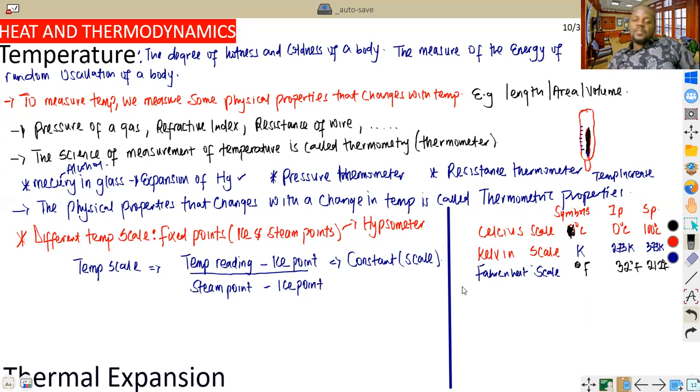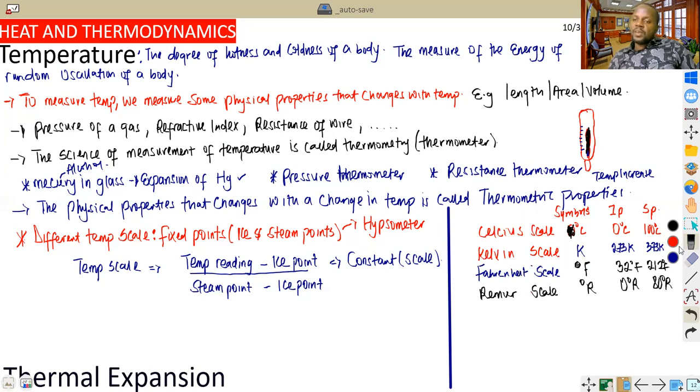The next one is the Reaumur scale, which is written as degree Reaumur. So ice point is 0 degree Reaumur and steam point is 80 degree Reaumur.